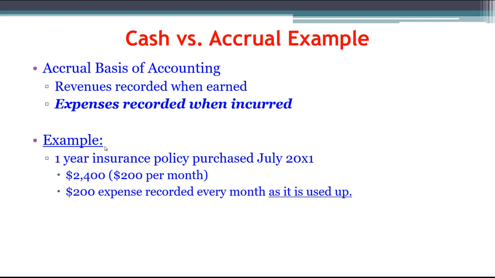With the expenses, $2,400, so it's $200 per month. Every month gets $200 of expense recorded, so half of it's going to go in year 1, half of it's going to go in year 2.